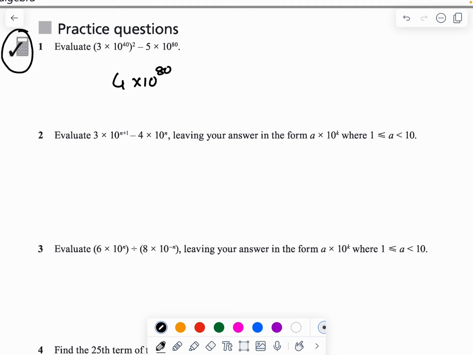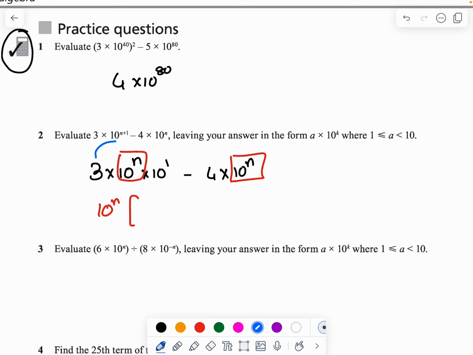Question number 2. Evaluate 3 times 10 power n plus 1 minus 4 times 10 power n in standard form. I am going to write 3 times 10 power n plus 1 as 10 power n times 10 power 1, so that I can take 10 power n common. When I take 10 power n common, what am I left with? 3 times 10 is 30, minus 4, which is 26. So 26 times 10 power n.